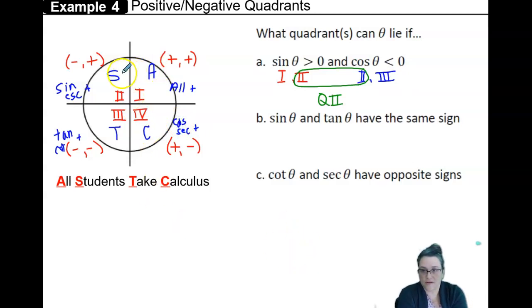So all students take calculus. That's our acronym. A goes in quadrant 1, S goes in quadrant 2, T goes in quadrant 3, C goes in quadrant 4. A tells you that all 6 trig functions are positive in quadrant 1. S tells you that the sine and its reciprocal cosecant are positive in quadrant 2. T tells you that the tangent and its reciprocal cotangent are positive in quadrant 3. And C tells you that the cosine and its reciprocal secant are positive in quadrant 4.